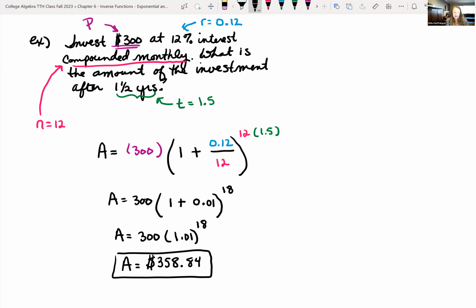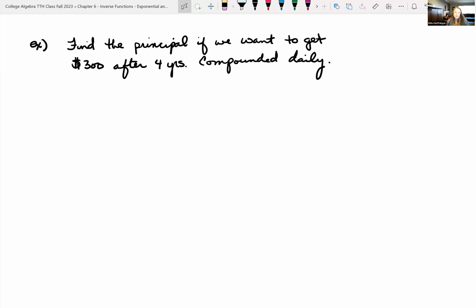So if they asked how much interest was gained, well, we invested $300, so $358.84 minus 300. So the interest gained is $58.84. So the next example we have is find the principal if we want to get $300 after 4 years and it's compounded daily.